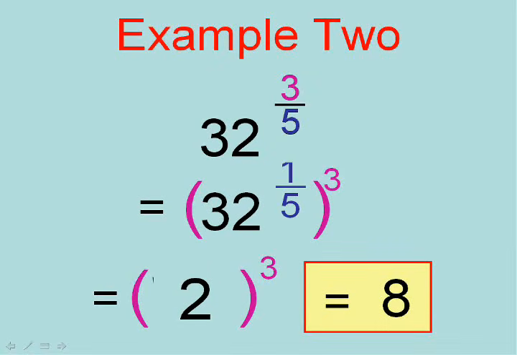So we want to relax your brain so that you can see anything in an exponent: fractions, or negatives, or 0, or anything.